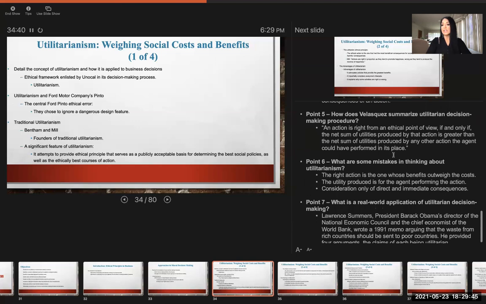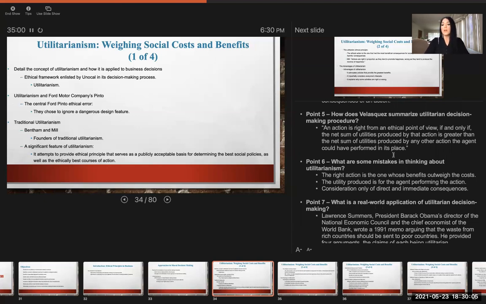How does Velasquez summarize the utilitarian decision-making process? We say an action is right from an ethical point of view if and only if the net sum of utilities produced by the action is greater than the net sum of utilities produced by any other action the agent could have performed in its place.